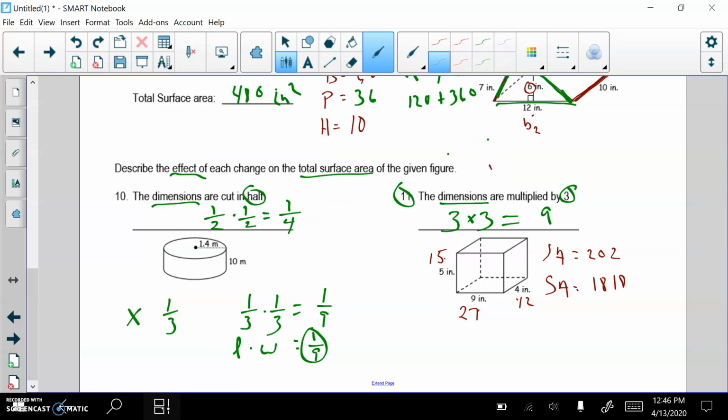Okay, that ends surface area of prisms and cylinders. And I will make another video for pyramids and cones.